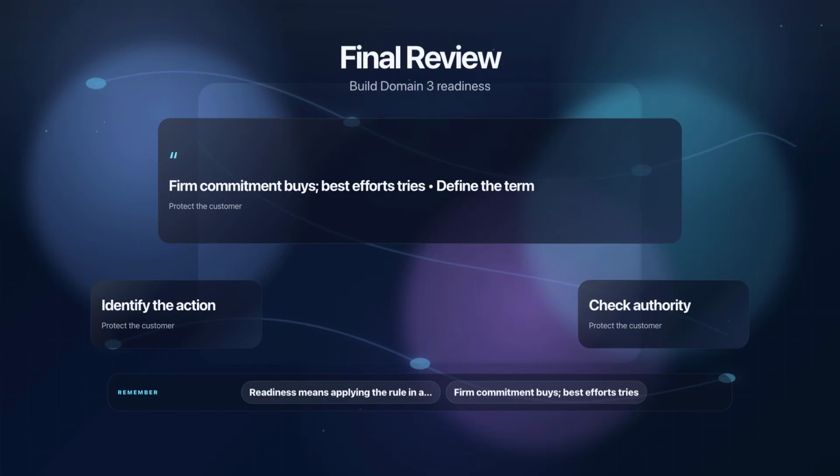Final review. You should now be able to define firm commitment versus best efforts underwriting, explain why it matters, recognize the common trap, and choose the answer that fits the scenario. That is the PrimeScoreX method. Learn the rule, connect it to customer protection, apply it to realistic stems, and review every mistake until the logic becomes automatic.